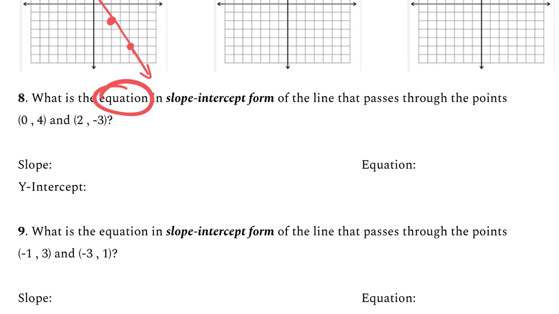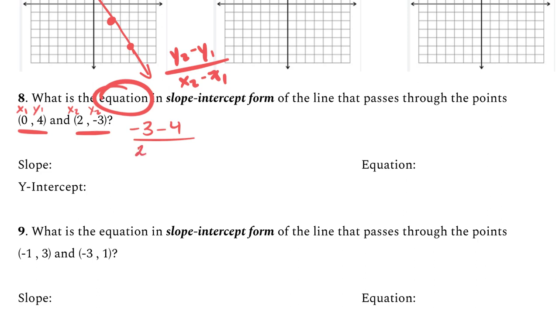Well, what's the first thing we know how to do? We know how to find the slope. When something passes through these 2 points, we use that slope formula: y2 minus y1 over x2 minus x1. Okay, let's go ahead and label these: x1, y1, x2, and y2. So y2 is -3 minus y1, which is 4, over x2 is 2 minus x1, which is 0. Cool. All right, so we get -7 on top over 2 on bottom. So there's our slope right here. Now I'm going to write it over here where it says slope. So that's -7 over 2 is our slope.